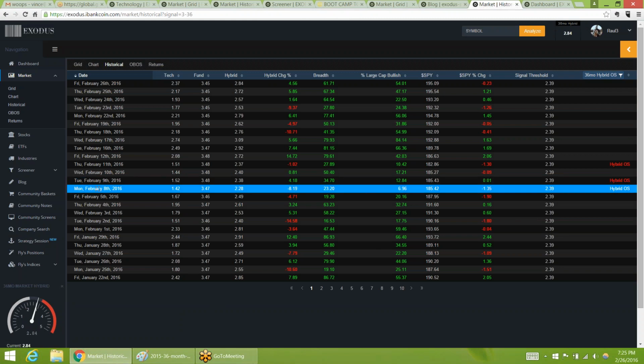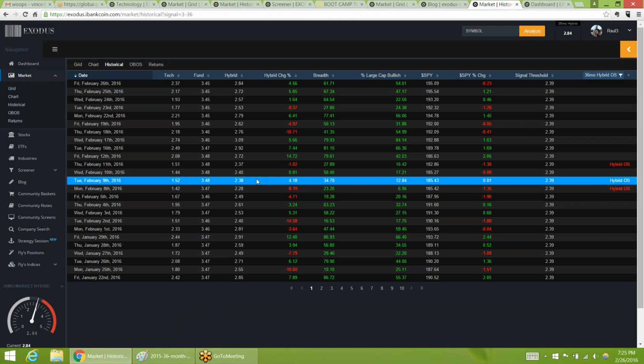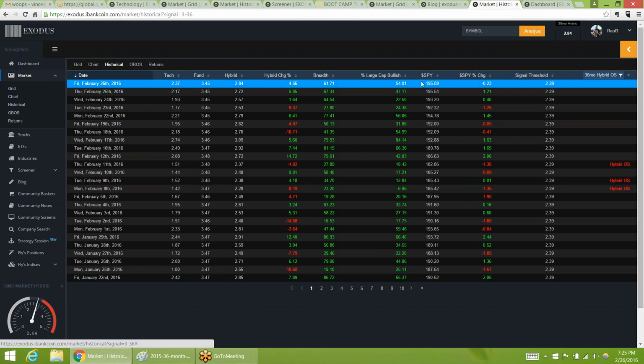So this one right here, this most recent one that happened on February 8th, it was a hybrid score of 2.28 on a closing basis. The threshold was 2.39. So that next trading session at 185.43 about, that's where we closed the day. At about 185, you were initiating positions with now nearly $10 of upside since then. So, I mean, it's just done an incredible job of nailing these inflection points.